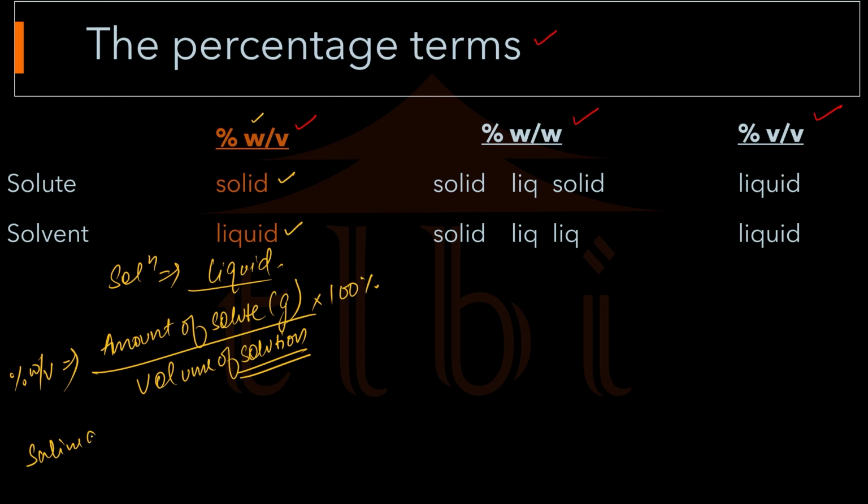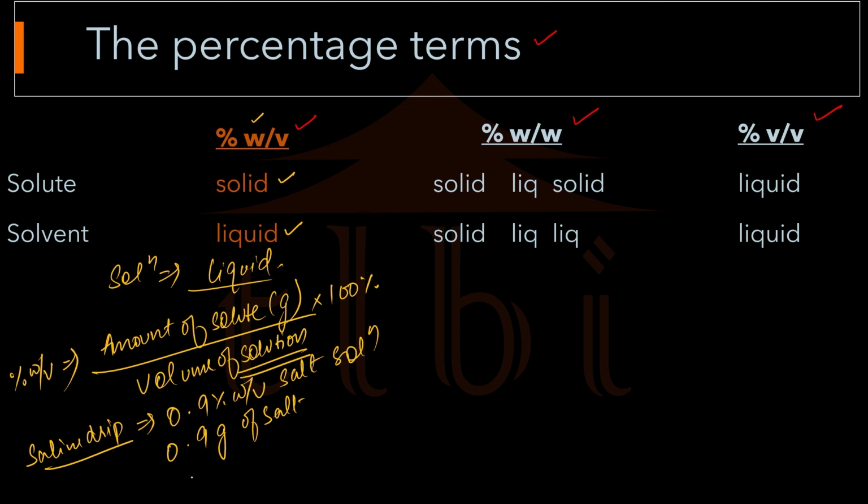Saline drip, okay. How much was it? It was 0.9% weight by volume. Salt solution is saline. That means 0.9 gram of salt is present in 100 ml of solution.